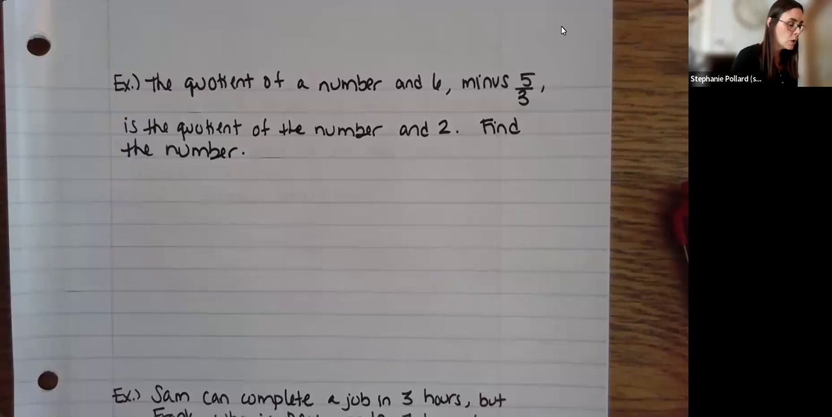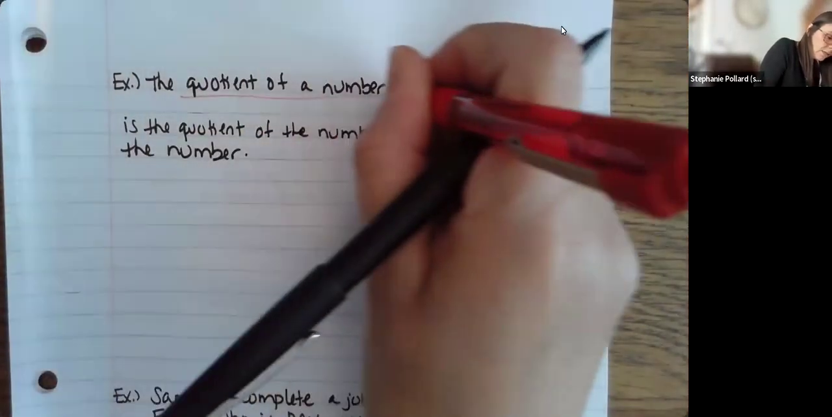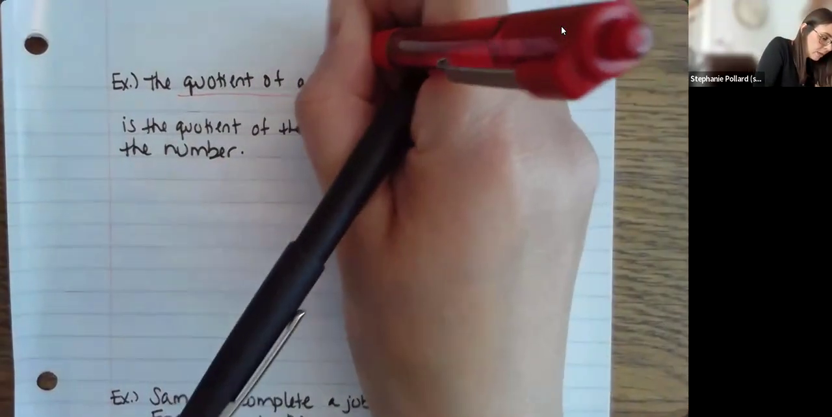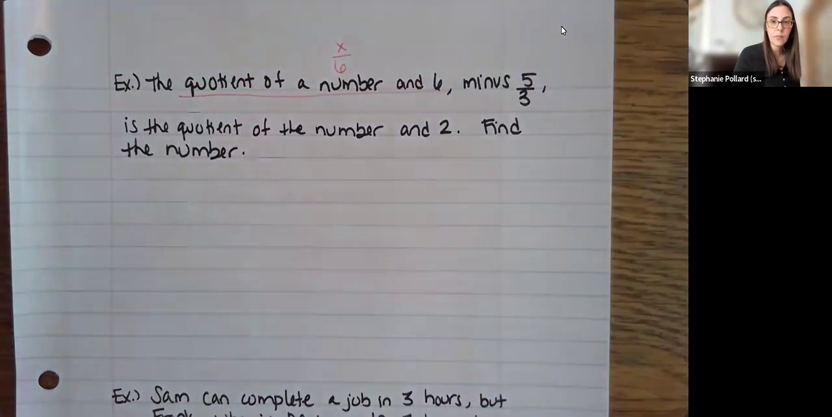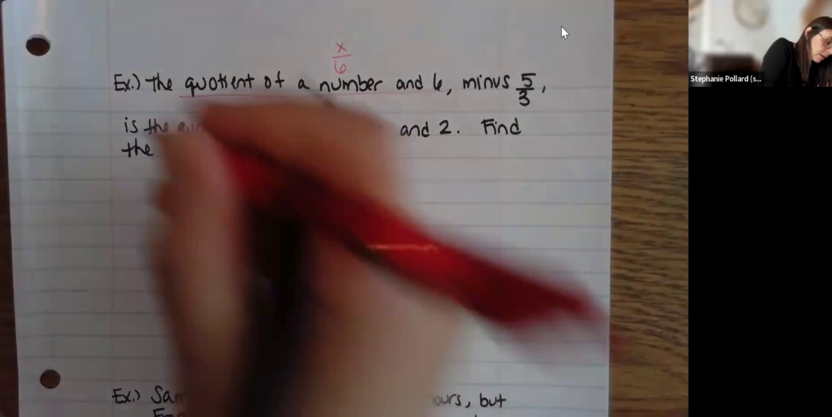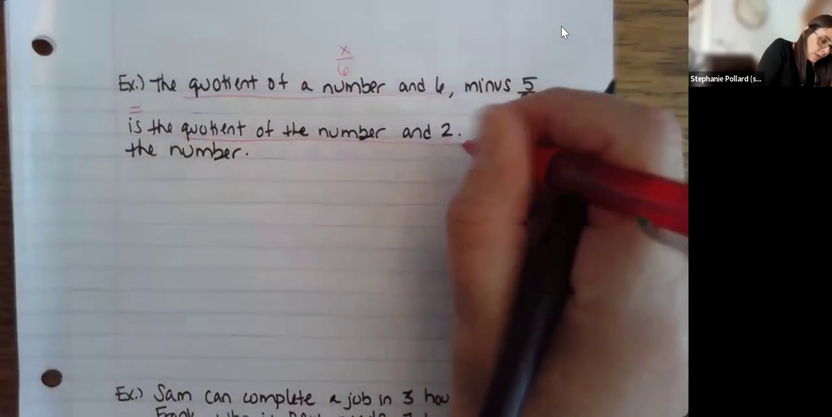It says the quotient of a number and 6. So let's slow down for a second. Quotient means to divide, and order matters. So a number and 6, it must look like this: x over 6, minus 5/3, is, so equals, the quotient of the number and 2. So that would be x over 2 here.